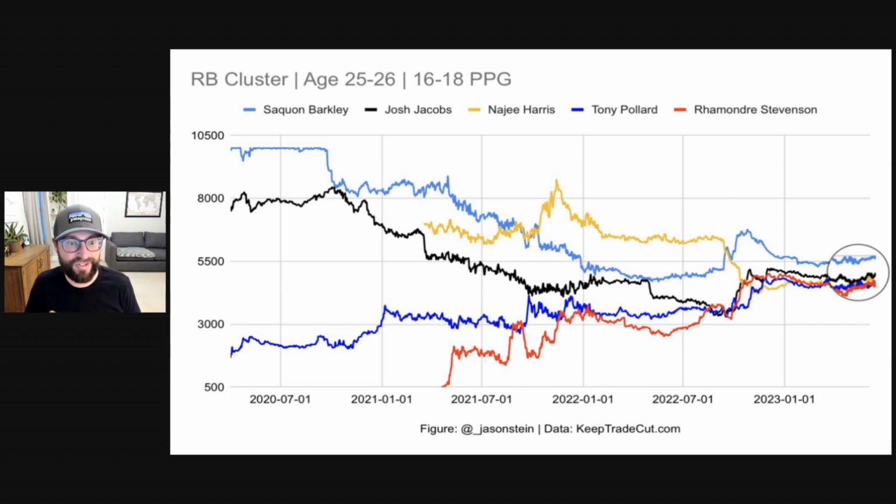Saquon Barkley starts at the top as one of the most valuable running backs available and finishes at the top of this cluster. Only Najee Harris could surmount Barkley at any point in this chart, and that happened after Najee's rookie season when Barkley was injured. Josh Jacobs was on an epic fall in KTC from around 8,000 to just over 3,000 until last season, where he put up some huge numbers and got a boost back up to the 5,000s.